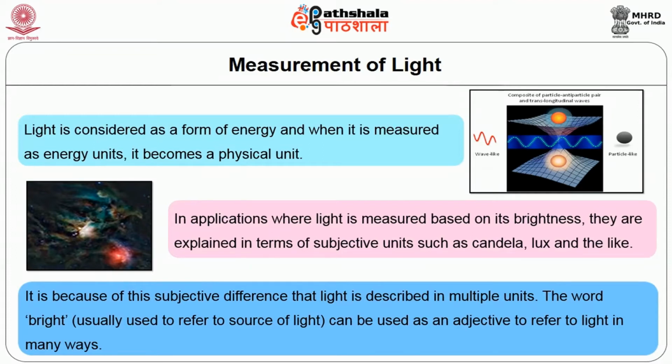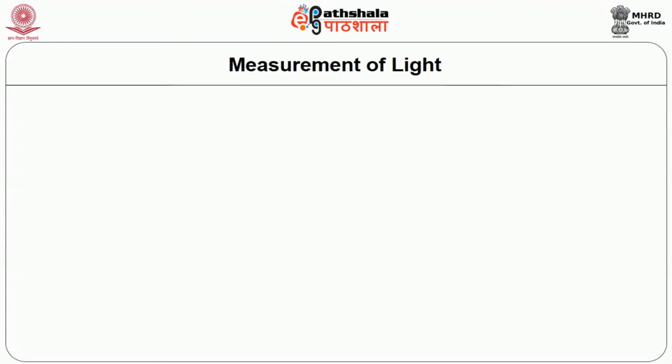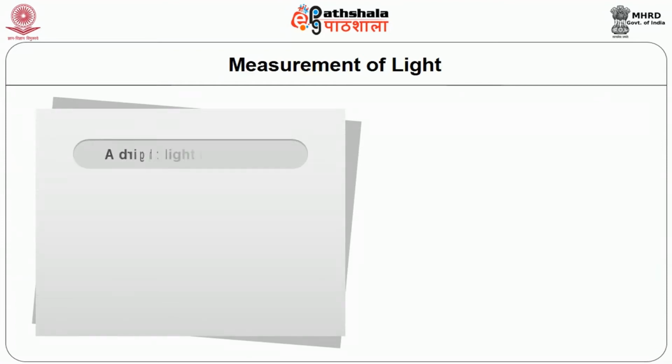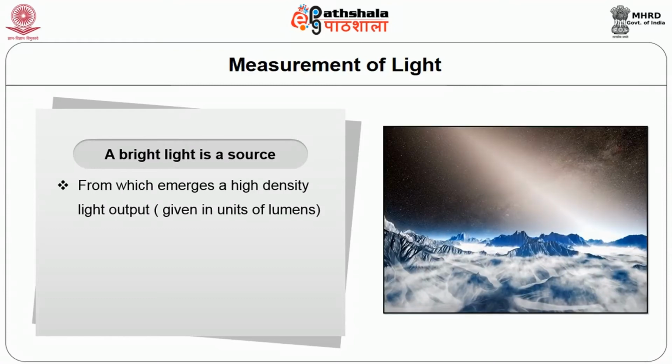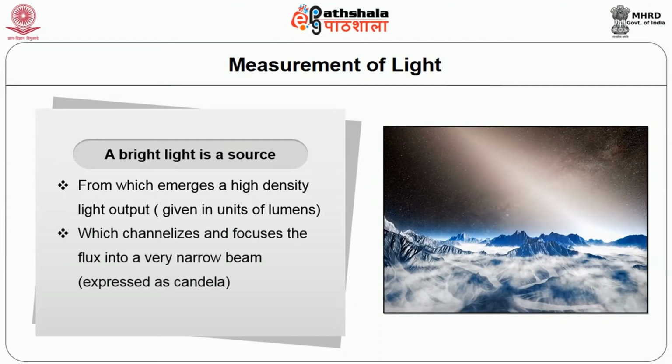The word bright, usually used to refer to a source of light, can be used as an adjective to refer to light in many ways. Why is this so very important? Ultimately, what is it? Let us learn more on brightness. A bright light is a source from which emerges a high density light output given in units of lumens, which channelizes and focuses the flux into a very narrow beam expressed as candela and focused against a dark background.